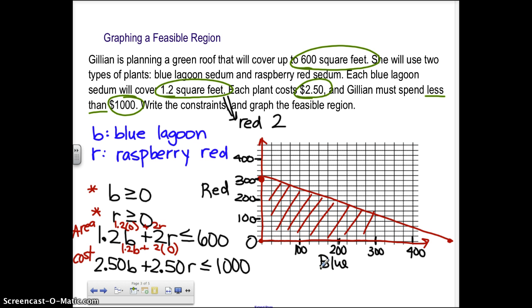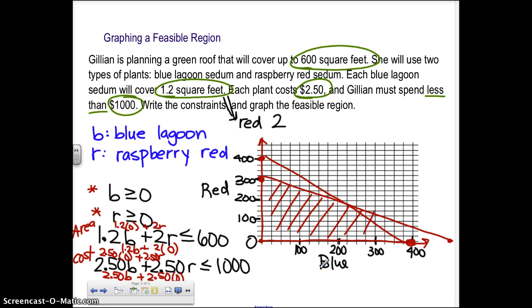Then we have to figure out the last one. Same thing, I'm going to find both intercepts. This b intercept here: 2.50 times b plus 2.50 times 0, equals 1,000. And 1,000 divided by 2.5 is going to be 400. So that means my other line is going to have its point at 400 for one of the intercepts. Find the other intercept, put in 0 for b, solve for r. And this intercept is 400 too. Now I have a line that looks something like this.